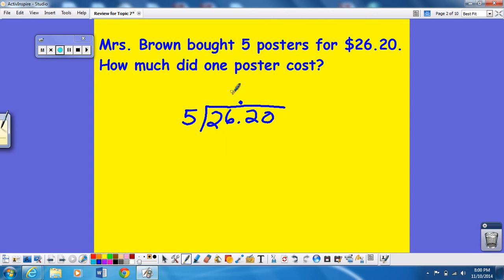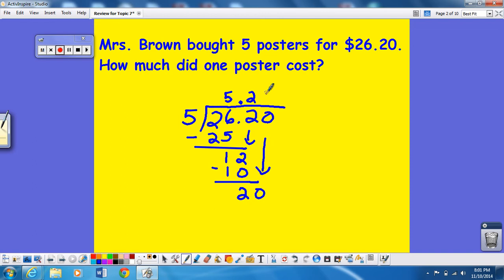Okay, 5 goes into 26 5 times. 5 times 5 is 25. Subtract, bring down. 5 goes into 12 2 times. 2 times 5 is 10. Subtract, bring down. 5 goes into 24 4 times. Whoops, my pen's acting up. 4 times 5 is 20. So now we know the answer to this is I spent $5.24 on each poster. Okay?